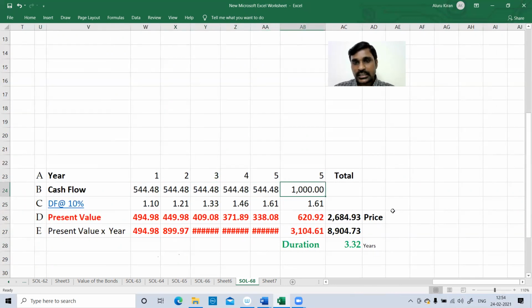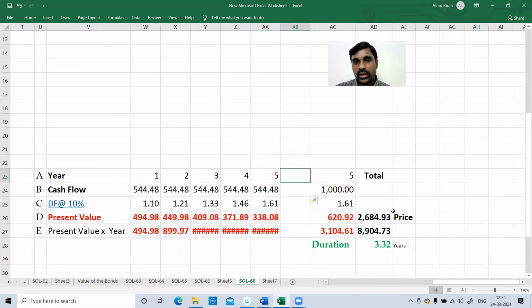Next, the bond is 6 years, right? Therefore, we have to take the 6th year also. This is where I am computing the duration of the bond.